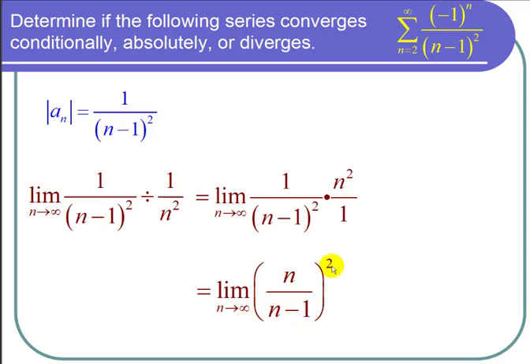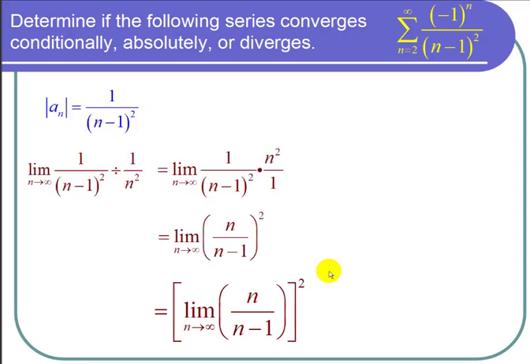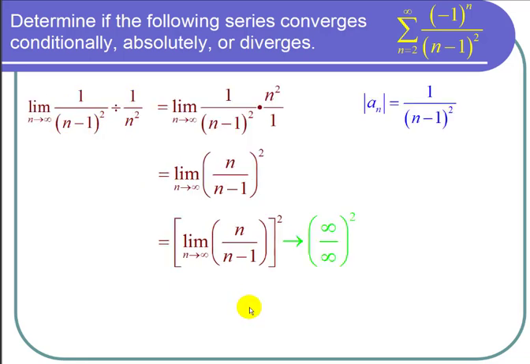squared. When we have limits of a square, that's the same thing as the square of the limit. So I can pull the 2 outside and write this as the limit as n goes to infinity of n over (n minus 1), all quantity squared. So taking this limit, if I plug in, I get infinity divided by infinity, quantity squared. And when we have infinity over infinity, I can invoke L'Hopital's rule.